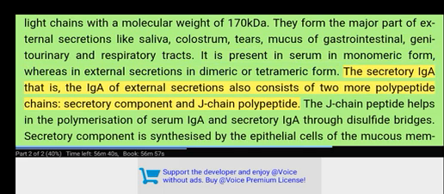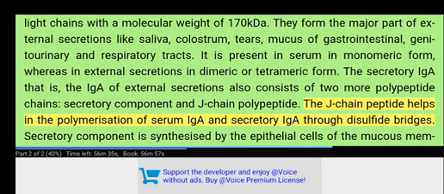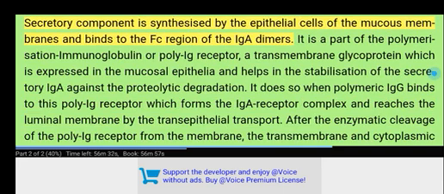The secretory IgA, that is, the IgA of external secretions, also consists of 2 more polypeptide chains: the secretory component and the J-chain polypeptide. The J-chain peptide helps in the polymerization of serum IgA and secretory IgA through disulfide bridges. The secretory component is synthesized by the epithelial cells of the mucous membranes and binds to the Fc region of the IgA dimers.